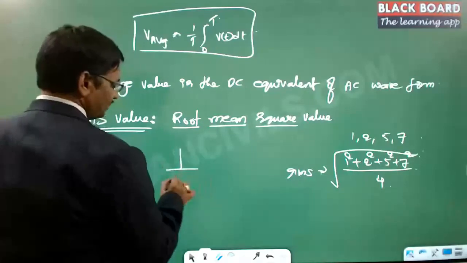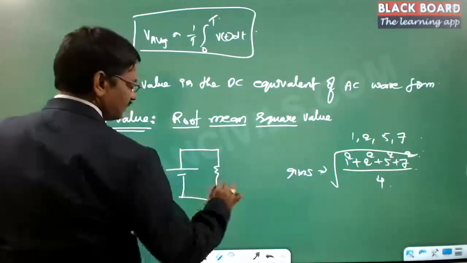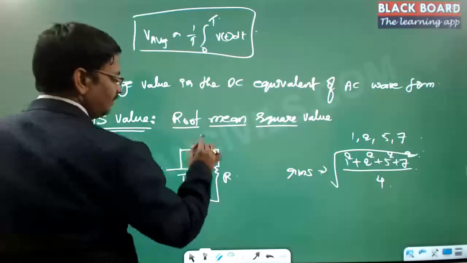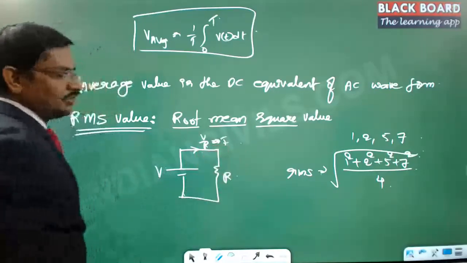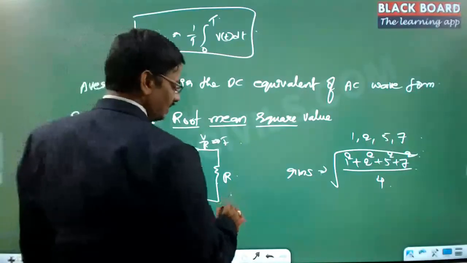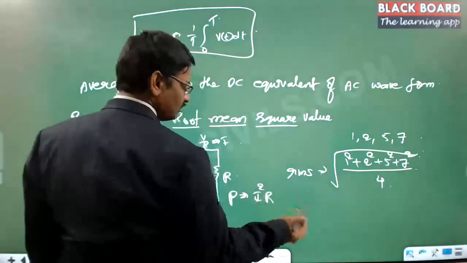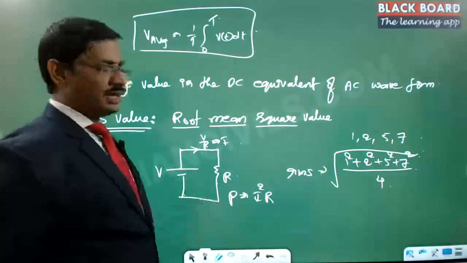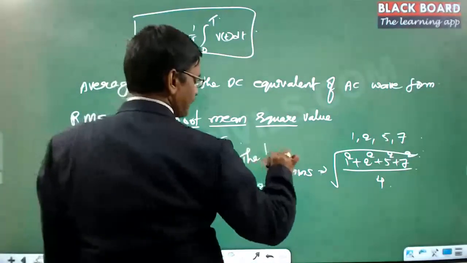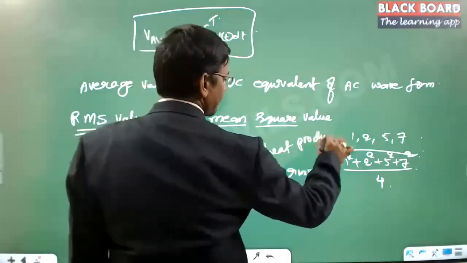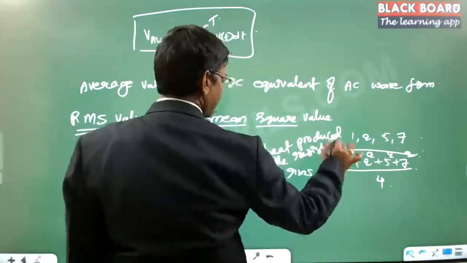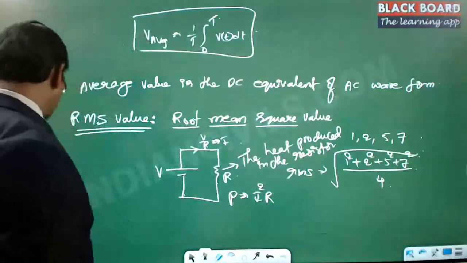Suppose I have a DC source like this, then there is a resistance here, and let us say this is V. The amount of current that is flowing is V by R. Now, if I ask you to calculate the heat, or the power loss, in this resistance, we calculate the power loss as I square R. So this is the I square R value, and that is the heat produced in the resistor.